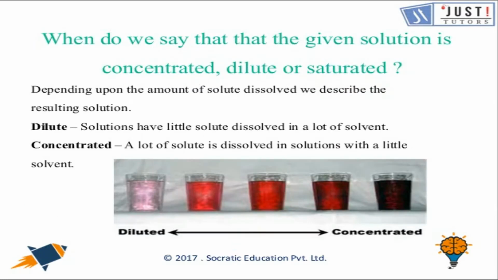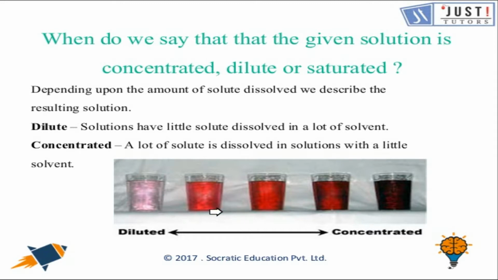Now let's move on. So when we talk about solution, we have different types of solutions. There is a term dilute and concentrated. So dilute solutions have a little solute dissolved in lot of solvent, and in concentrated, a lot of solute is dissolved in solution with little solvent, or maybe we may have the same amount of solvent, but in the dilute solution the solute would be less, but in concentrated the solute would be much more.